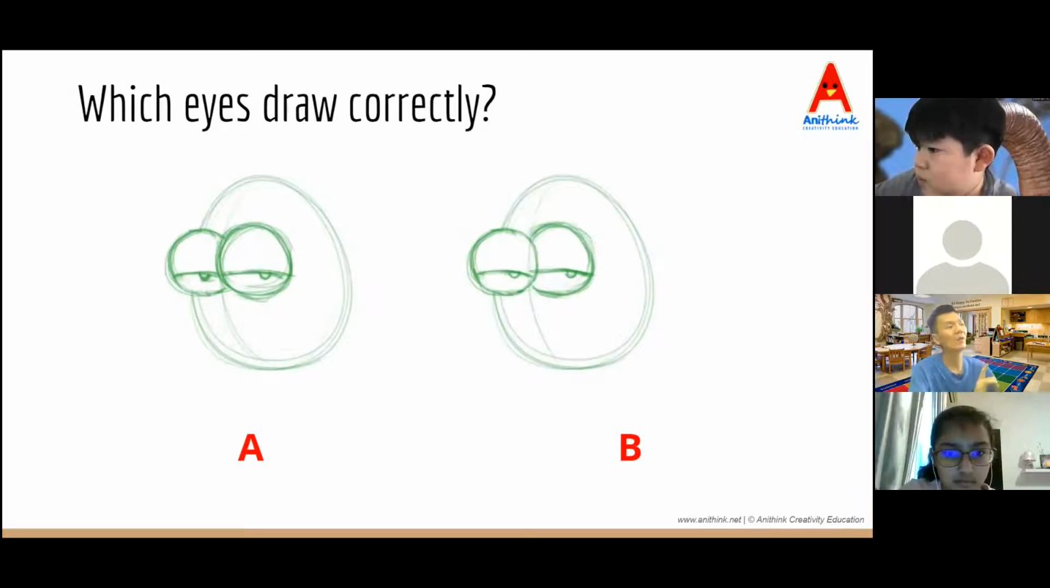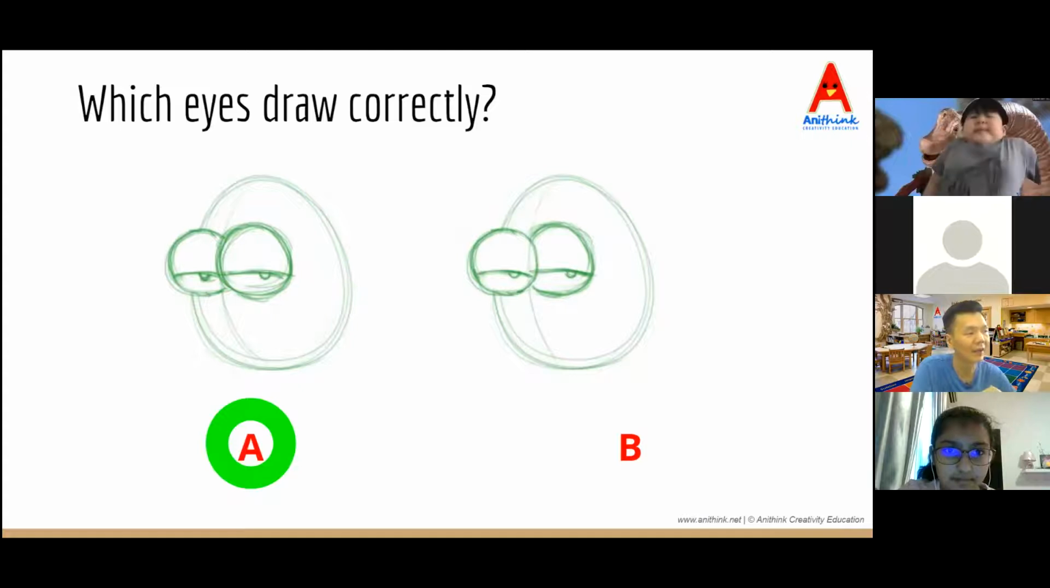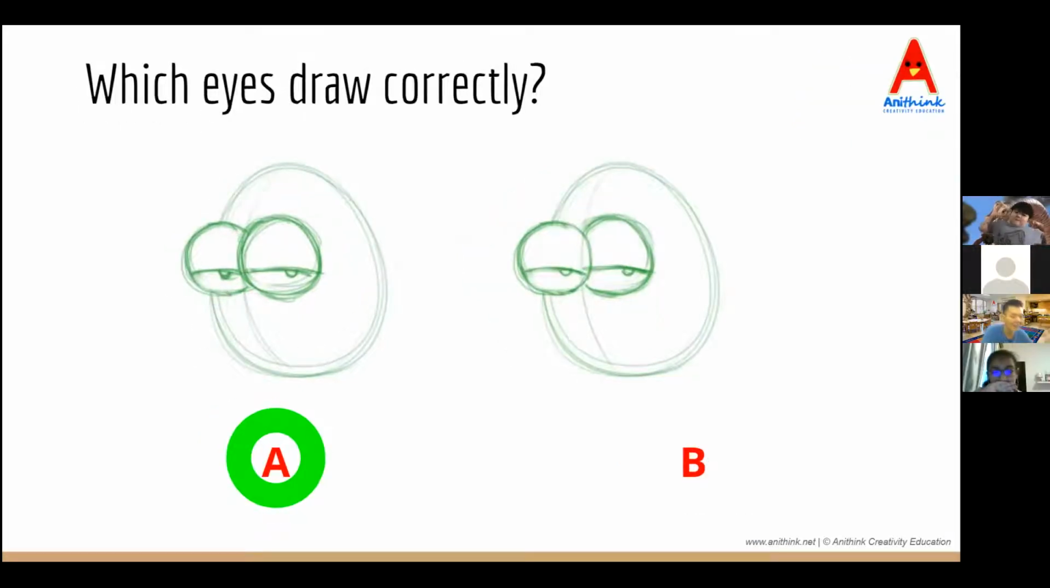So first thing, which eyes are drawn correctly? A or B? A. Yes, you all got it right. Now tell me why A is correct. Because the front eye will cover the back eye. Yes, correct. The front one blocks the back one. You can see this one actually looks weird. It's just common sense. So this is the correct way to draw your eyes.